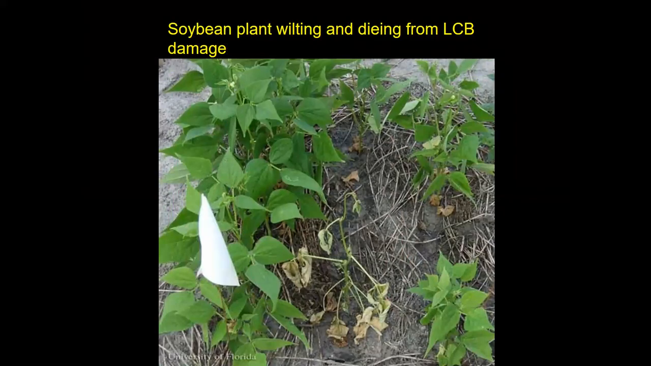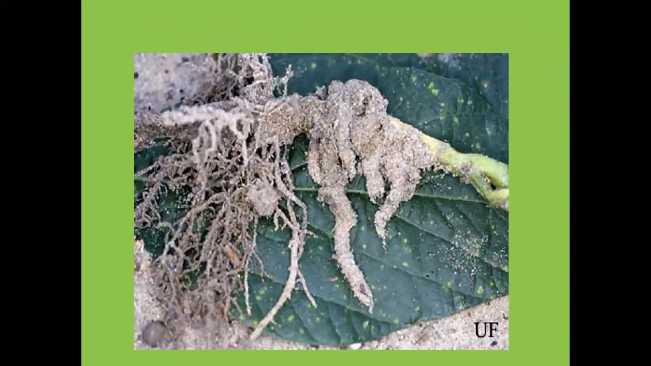You see, this soybean plant was killed by a lesser corn stalk borer that bored into the plant. These are feeding tubes on larger plants, showing how big the tubes can actually get. And this is one way you can pull up plants and look for presence of lesser corn stalk borer larvae in your soybean field.